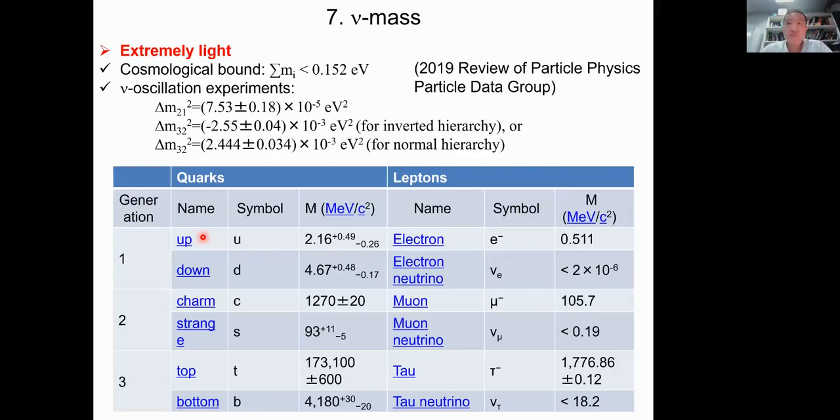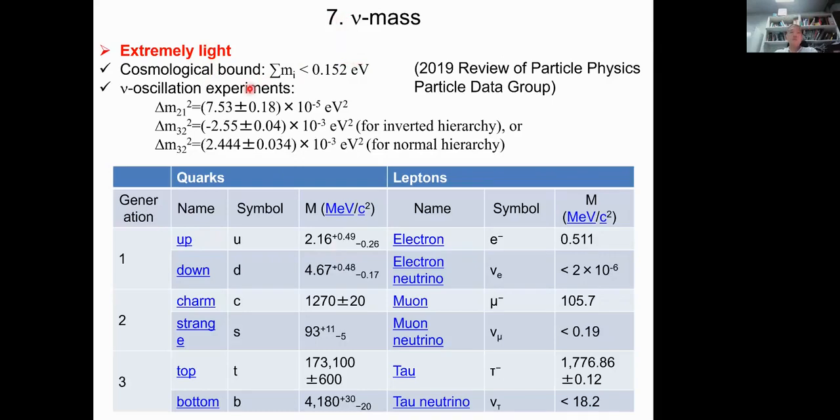One important property of neutrino, distinguished from other elementary particles, is the smallness of its mass. Neutrinos are extremely light. For example, some cosmological bound gives the sum of the mass of 3 neutrino species that is smaller than 0.152 electron volt.